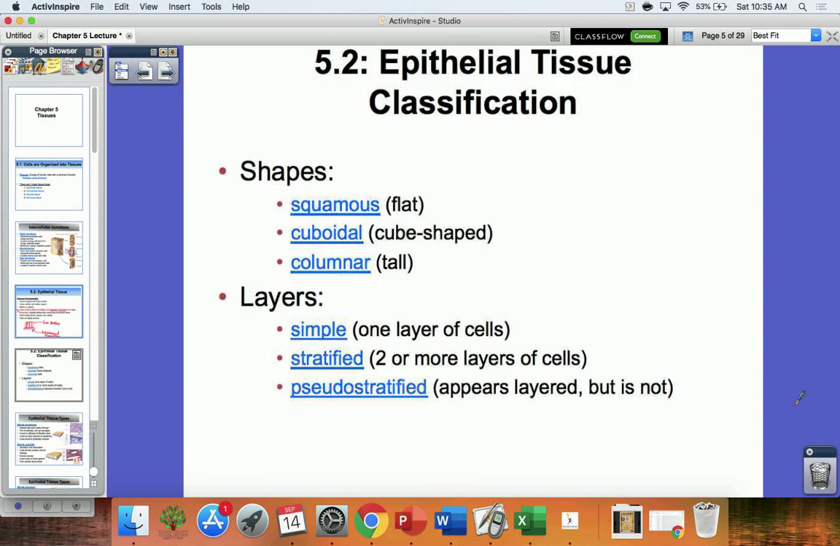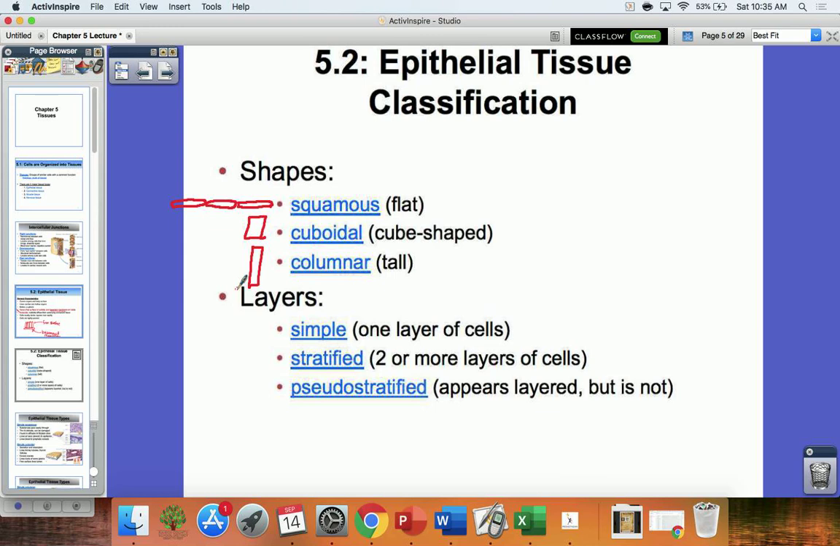So, we have different ways that we can classify epithelial tissue. Before we get into the specific names, the very first way that we can classify epithelial tissue is by its shape. So we have three types or three shapes of epithelial tissue. We have squamous cells. Squamous cells are going to be very flat, kind of scale-like tissues. Cuboidal will be more cube shape. And then columnar will be more column shape, kind of like the ones that I drew on the last slide.